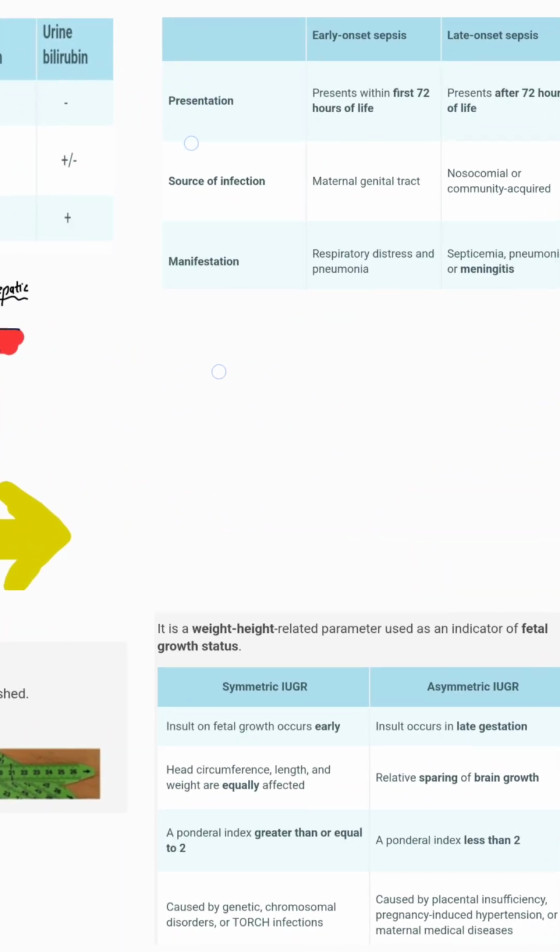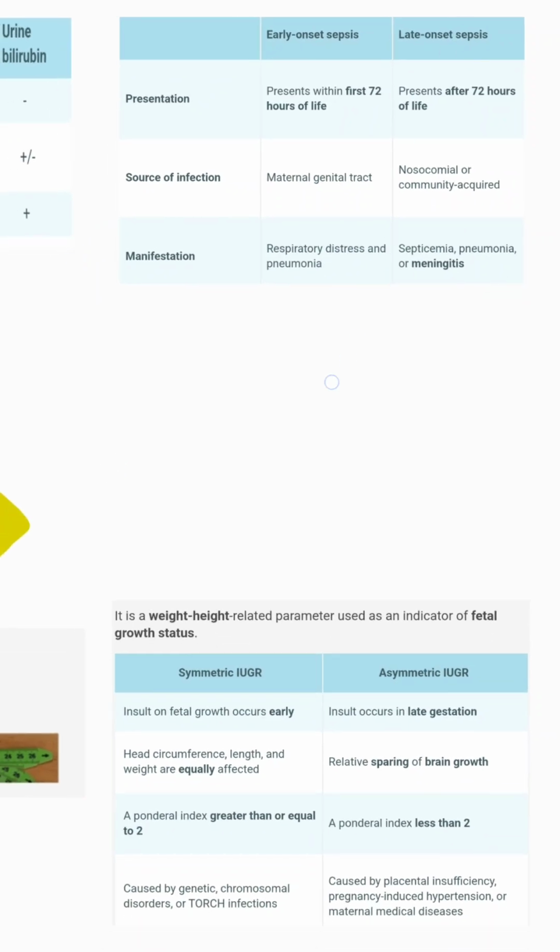Now let's talk about neonatal sepsis. Neonatal sepsis is early onset or late onset. Early onset is usually within the first 3 days, and basically the source of infection is the maternal genital tract, and the baby suffers from pneumonia. Late onset sepsis is seen after 3 days, and it is mainly because of community acquired or hospital acquired infection, and this is very severe. The baby suffers from meningitis and septicemia.